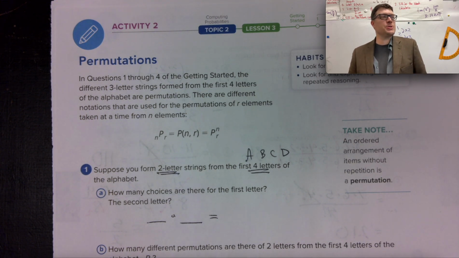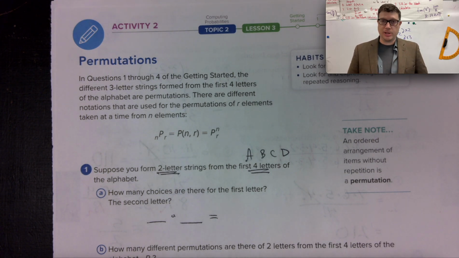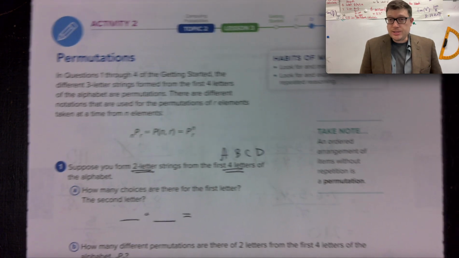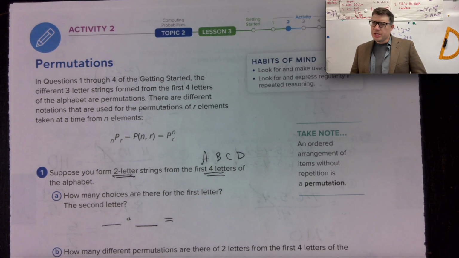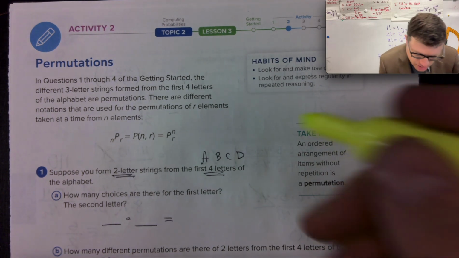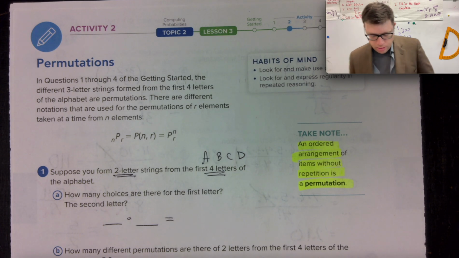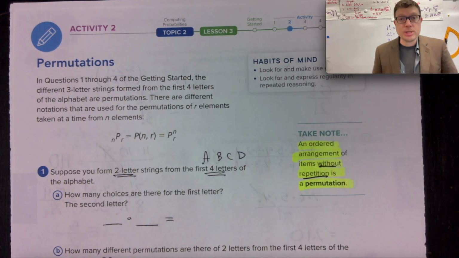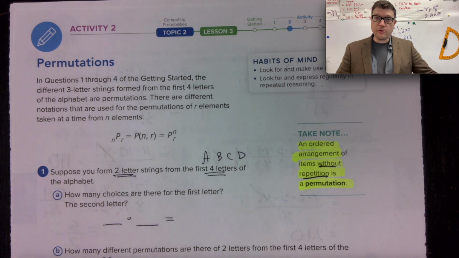Permutations. Permutations are the way to determine the arrangement of a list. How many different ways can we arrange the elements of a list? And usually it's with some sort of order that matters. An ordered arrangement of items without repetition is a permutation. So that's why we've been talking about rearranging A, B, C, D 3 different ways.